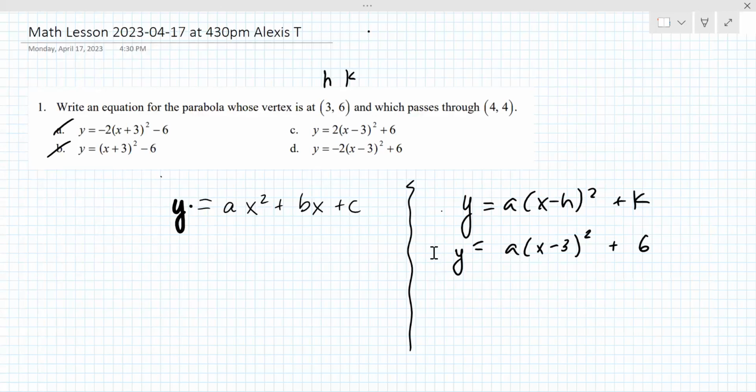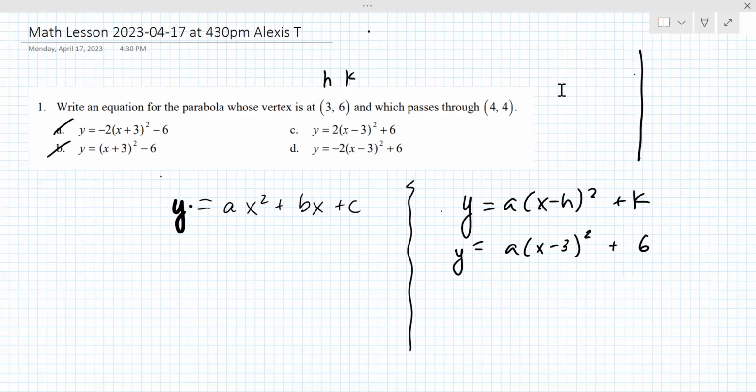The negative 2 and the positive. That's right. So the main difference here is figuring out that number a. To do that, you're supposed to put this point in for x and y, but there's a slightly better way.